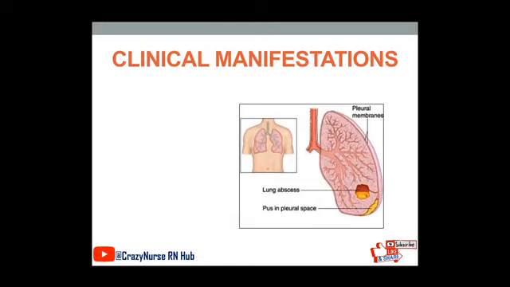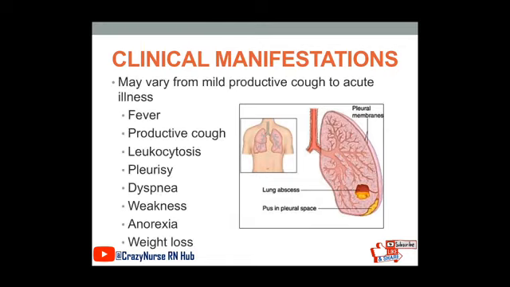Now we have the clinical manifestations. It may vary from mild productive cough to acute illness. So we have here fever, productive cough, leukocytosis, pleurisy, dyspnea, weakness, anorexia, and weight loss.